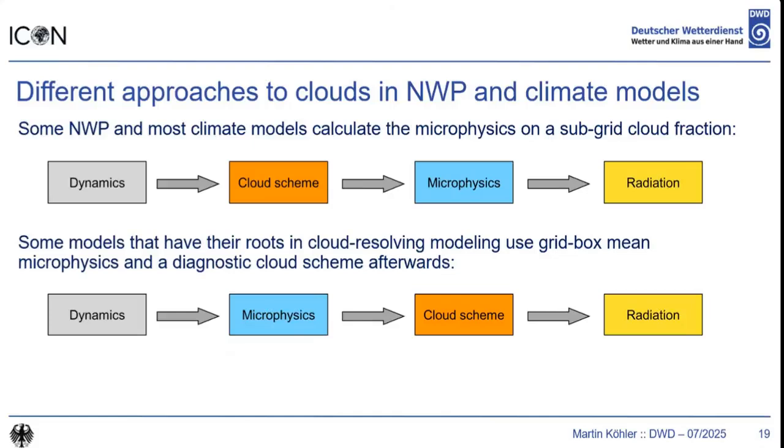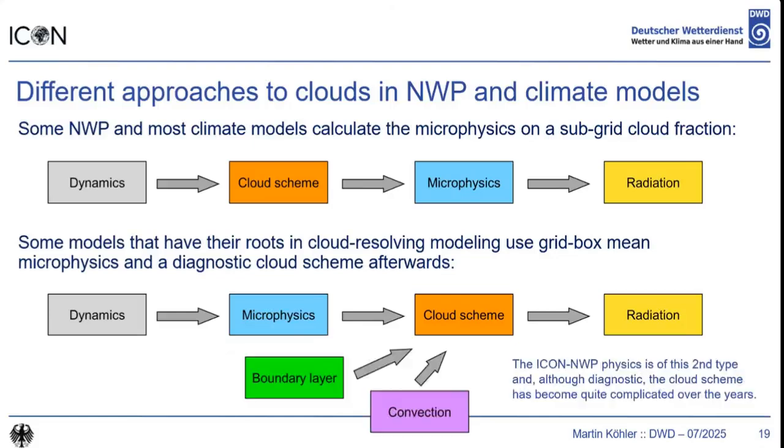While in the ICON model, you run the dynamics, then you immediately run the microphysics on the dynamical information, the horizontal mean over the whole grid box. And then as an add-on, you do the cloud scheme and pass that to radiation. We do use information from boundary layer and convection for that.